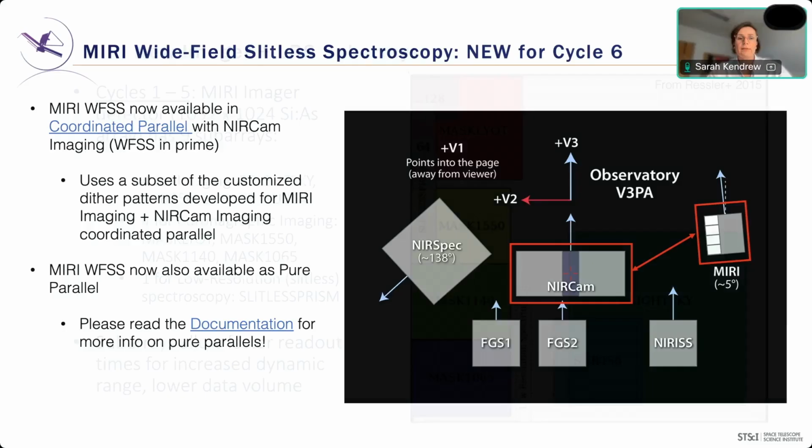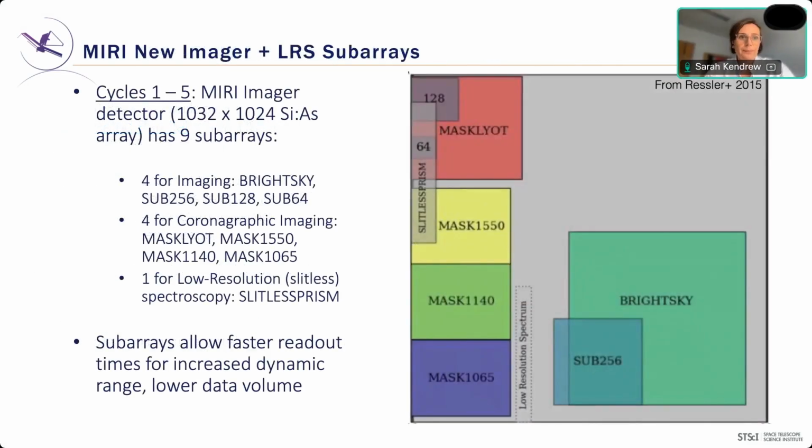Next up is new subarrays. This has been a really big project we've had going on in the last year, 18 months or so. Here you can see again a diagram of the imager focal plane. In the previous view, I had highlighted where the LRS slit goes, where the spectrum is dispersed, and this slitless prism subarray. I already mentioned that.